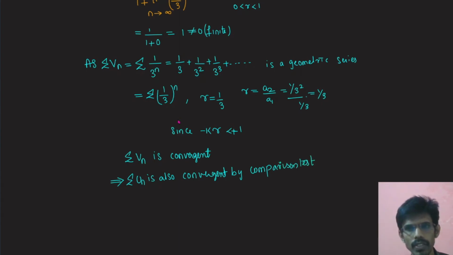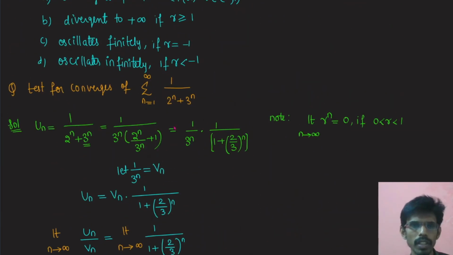Comparison test says that both converge or both diverge together. Here this sigma Vn is convergent by this series, that implies sigma Un is also convergent by comparison test. So the given series is convergent.